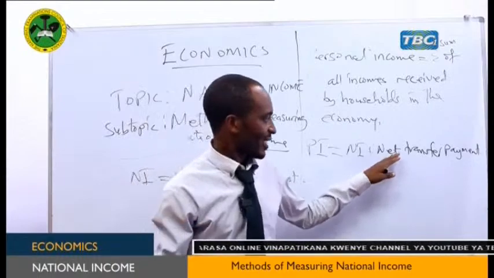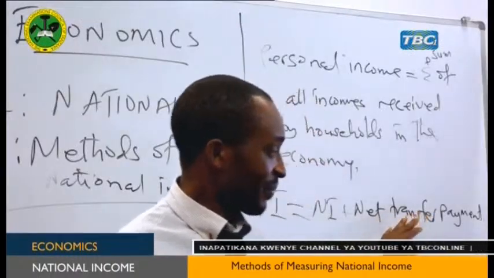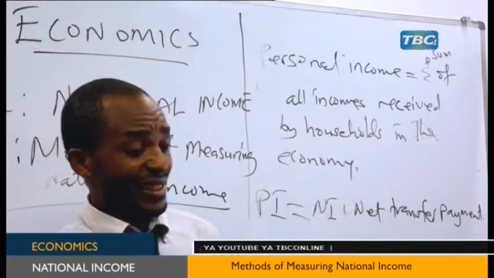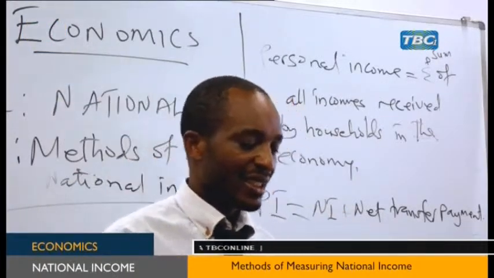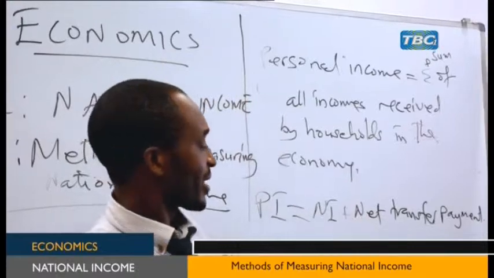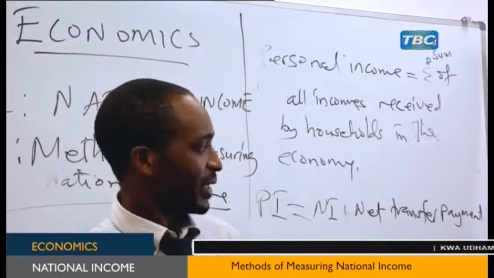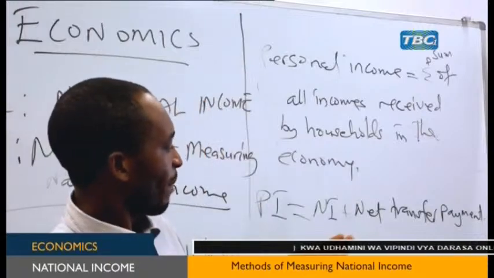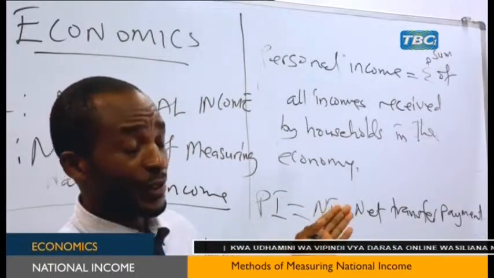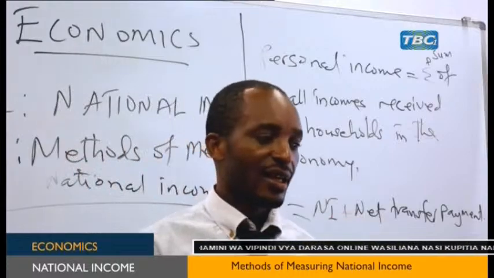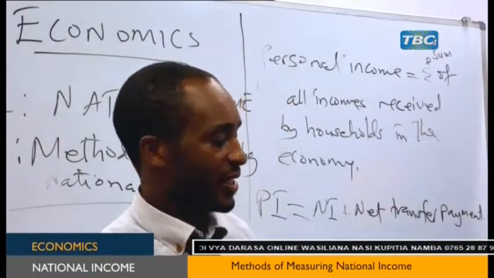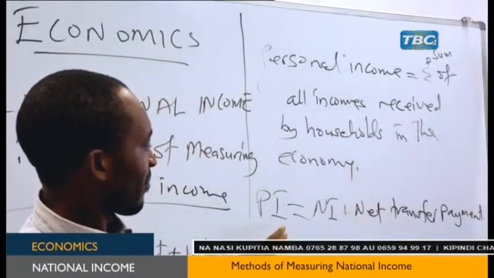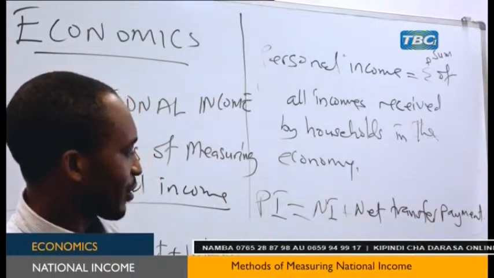Now the net transfer payment is what remains after you deduct contributions like social security contributions, undistributed profit, social security contributions, and so forth. So if you subtract those, you remain with what? Personal income.